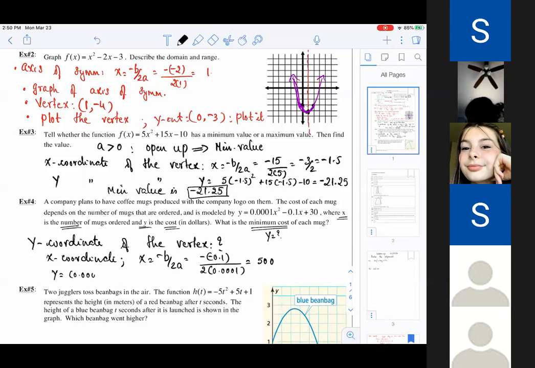Okay, guys, calculate that, please. Is it $5? Did you guys get 5? Yeah, correct. So what is the minimum cost of each mug? $5. Correct. And how many do we have to make in order to sell them for $5? 500. That's what this problem means.